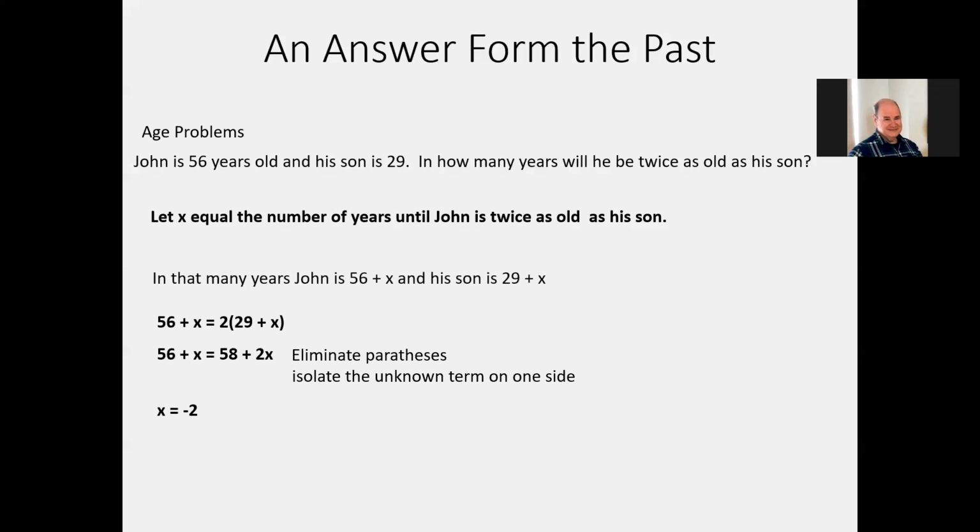And that is the correct answer. In fact, it happened 2 years ago from the present tense of how the problem is stated. 2 years ago, John was twice as old as his son, because if he's 56 now, he was 54 then. His son was 27 then, which he was twice as old. 54 was twice as old as the 27. So again, using algebra as a language, that -2 is an age in the past. It's real. It means something in the real world.